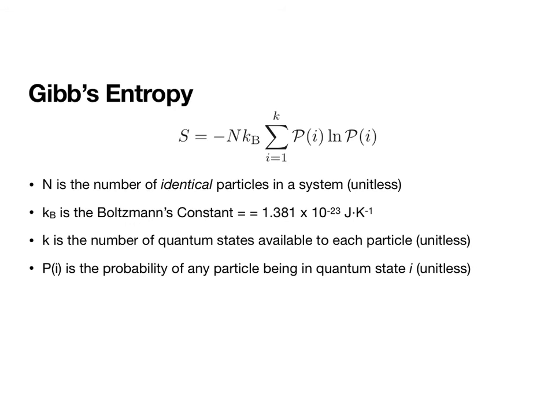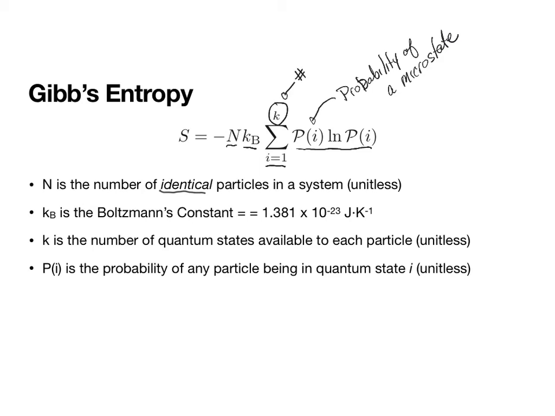So the Gibbs entropy is that entropy is equal to N, the number of particles in the system, and these are identical particles, times the Boltzmann constant, times the sum of the probabilities of each quantum state existing. And so this p sub i is the probability of a microstate. And we're going to sum from i equals 1 up to k. Why we keep using k, I don't know. And k is the number of quantum states, which you can think of as microstates, available.